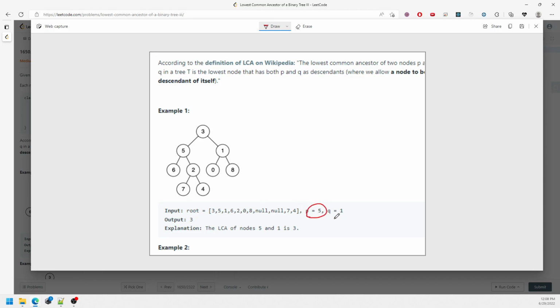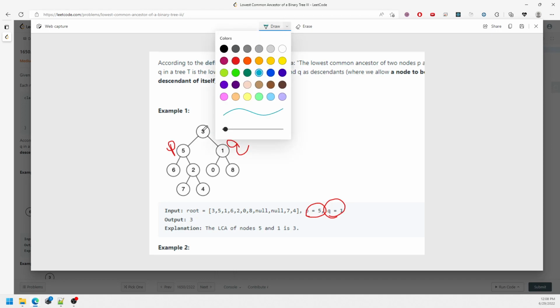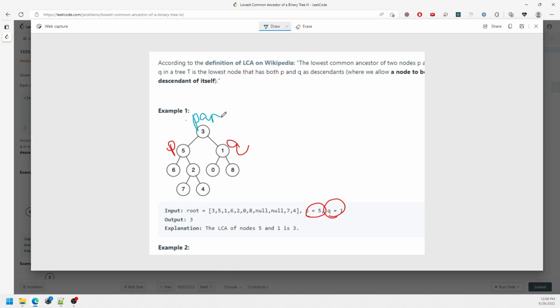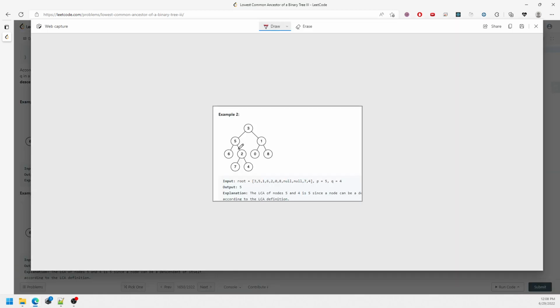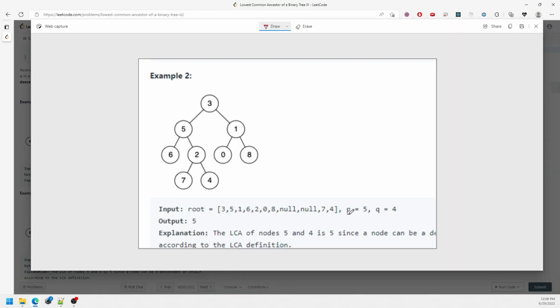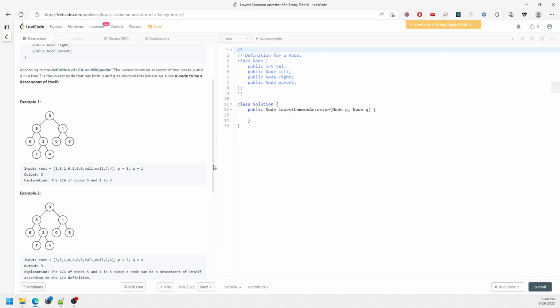So P equals 5, Q equals 1, and then we can see 3 is the parent of P and Q. So this is pretty straightforward. So how about this? If you have P equal to 5 and Q equal to 4, and you want to find the lowest common ancestor, it should be 3, right?